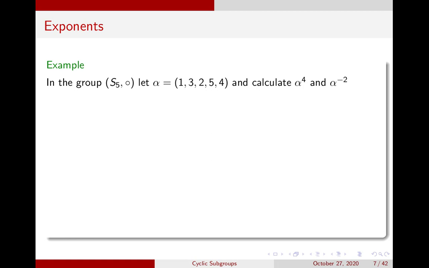Okay, so why don't we try another example. We'll work in the group S sub 5. So this is the set of all permutations of the integers 1 through 5. As usual, we're using the operation of function composition. Here's a sample element of that group given in cycle notation, so it's a cycle of length 5. So we simply want to calculate alpha to the fourth and alpha to the minus 2.